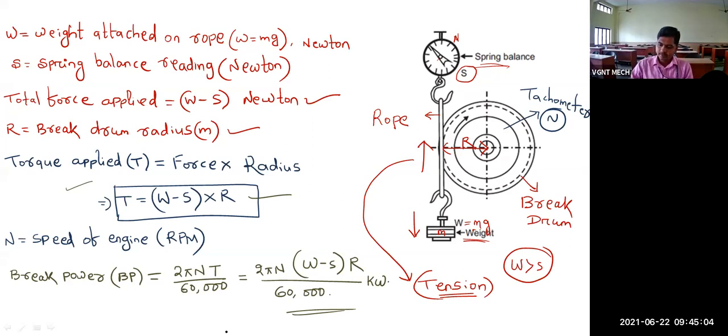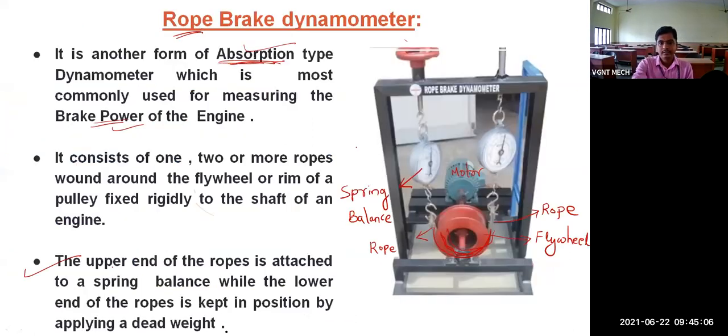Okay. So this is the calculation part, and this is the theoretical part for rope brake dynamometer. Once again, quickly we will revise. Rope brake dynamometer is nothing but an absorption type dynamometer, which is used to measure the brake power of the engine. That is point one, very simple.